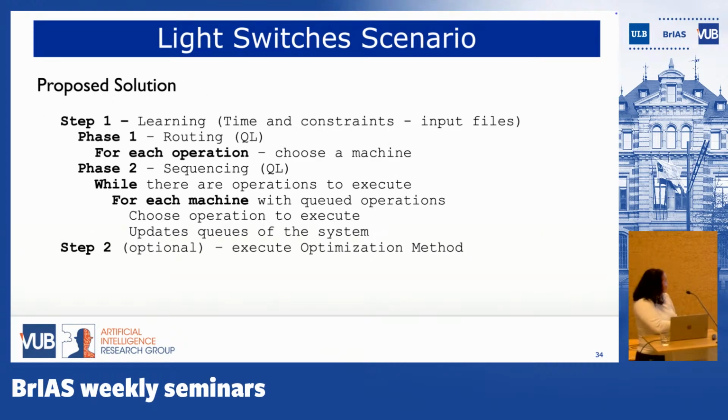This is the proposed solution. We have learning first, and some sort of routing afterwards, so for each operation we choose a machine. And in phase 2, once we decided what the robot will do and what the human operator will do, we just have a sequencing problem, in the same way that we had before. And we just execute this.